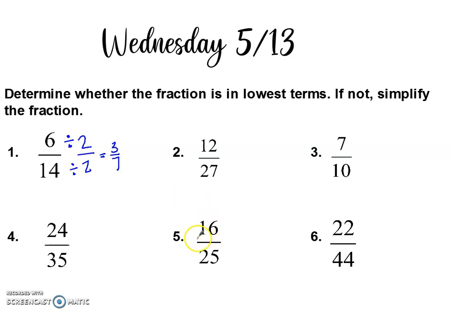Let's try number 2. As I'm looking at this, one of them's even and one of them's odd, so I know that I can't divide by 2, but could I divide by 3? 3 goes into 12 evenly. 3 also goes into 27 evenly, so it's not in simplest terms. So I'm going to reduce it. Let's look at number 3. Number 3 is 7/10. Now 7 is a prime number, so nothing goes into 7 except for 7 and 1. It's in simplest terms, 7/10.